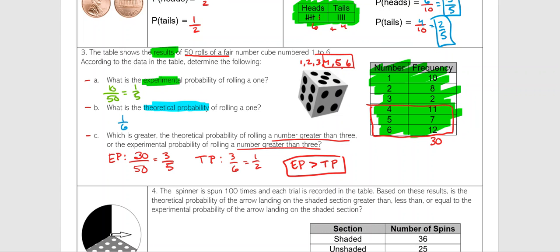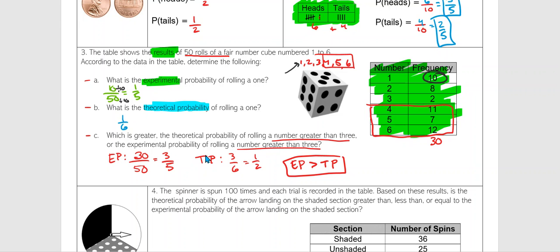All right, so if we're looking for experimental probability, we're going to go to that data in the table. I can see that there are 10 times that we got a 1 out of 50 total. So 10 over 50 reduces to 1 over 5. We can divide each of those by 10. Next, for theoretical probability of rolling a 1, there's just one 1 on the number cube out of 6 total, so we have 1/6.